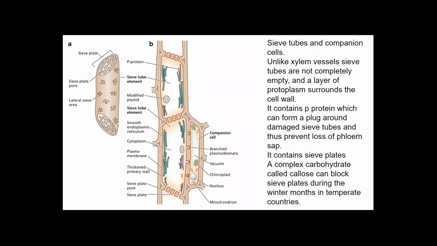It contains P protein, which can form a plug around damaged sieve tubes, and thus prevent the loss of phloem sap. And it contains sieve plates, and a complex carbohydrate called callose can block sieve plates during the winter months in temperate countries. Because, of course, in temperate countries during winter, no translocation will occur.